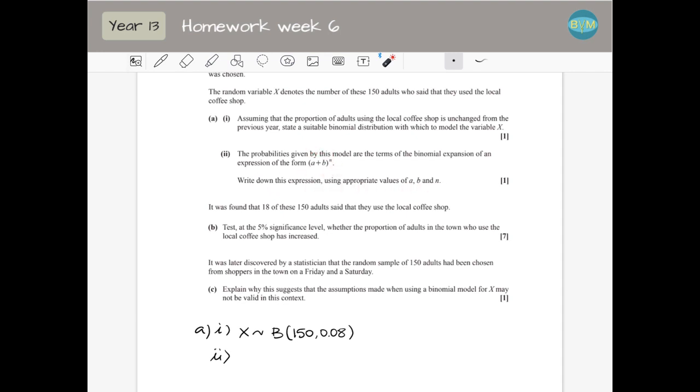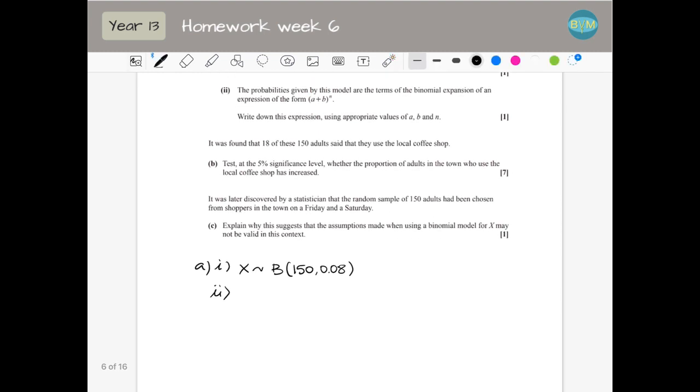Write down this expression using appropriate values of a, b, and n. So this is a bit strange question. If we do the binomial expansion of (a + b) to the power of n, I'm going to just write the general term. The r-th term would be n choose r, a to the power of r, and b to the power of n minus r. That's the r-th term of this binomial expansion.